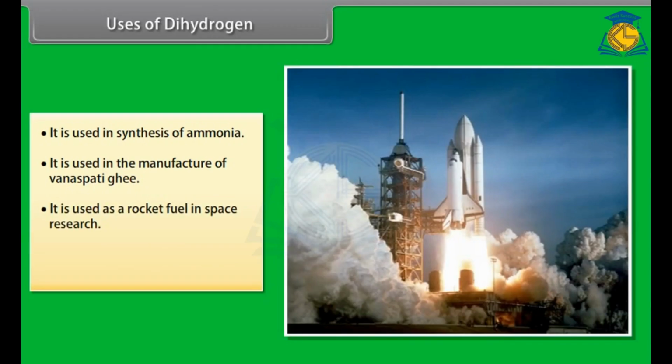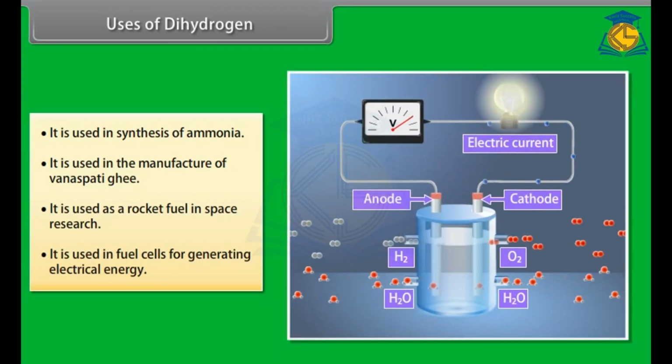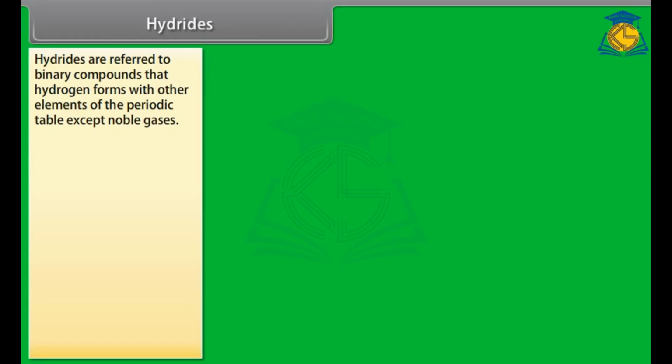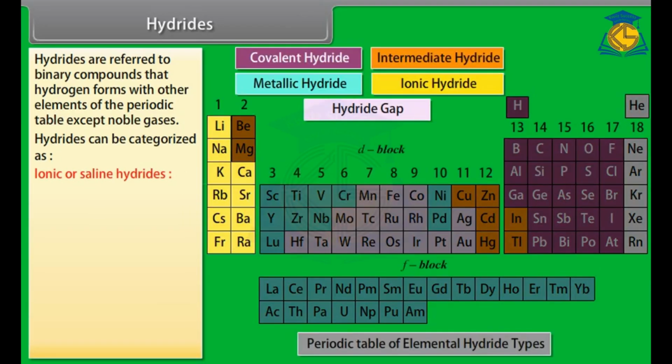It is used as a rocket fuel in space research. It is used in fuel cells for generating electrical energy. Hydrides. Hydrides refer to binary compounds that hydrogen forms with other elements of the periodic table except noble gases. Hydrides can be categorized as ionic or saline hydrides.